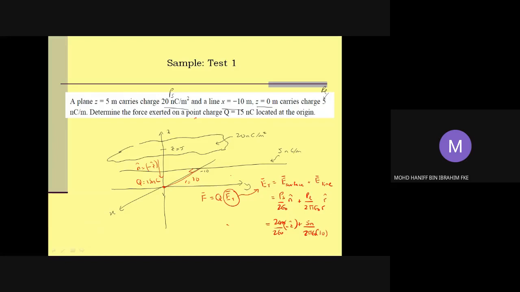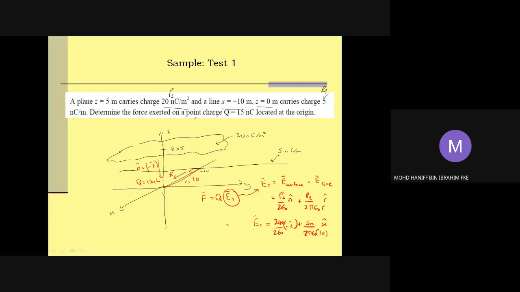And for the unit vector of r, it is clearly shown from this diagram that the unit vector of r from this particular point to the point of interest should be in the direction of positive x. So we're going to have it as unit vector x. That should be how you obtain the E total, the total electric field produced by both the surface charge and the line charge at the point here, at the origin.